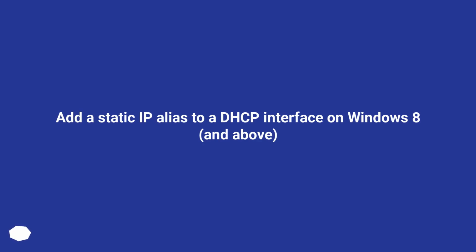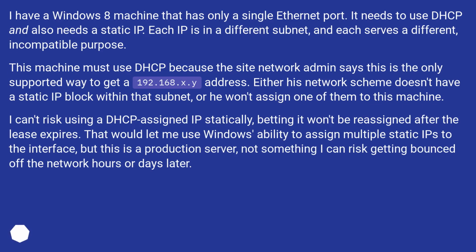Add a static IP alias to a DHCP interface on Windows 8 and above. I have a Windows 8 machine that has only a single Ethernet port. It needs to use DHCP and also needs a static IP. Each IP is in a different subnet, and each serves a different, incompatible purpose.